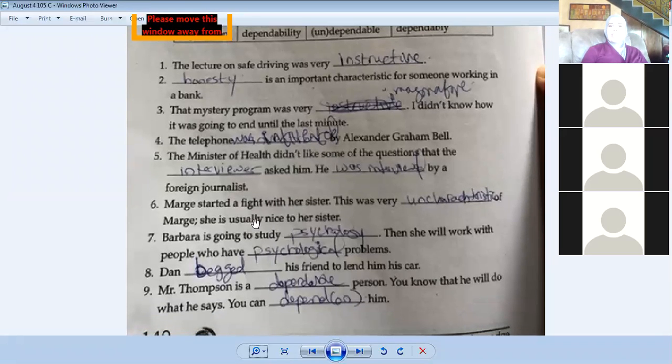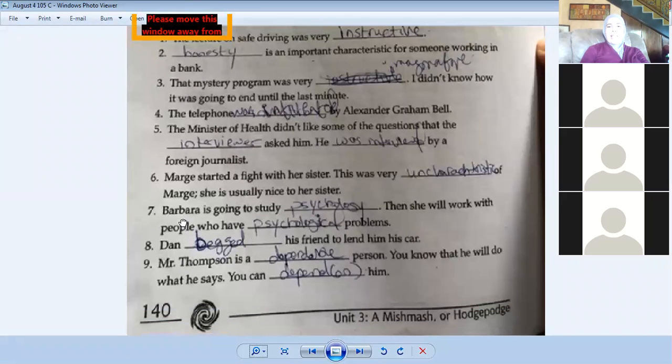Barbara is going to study what? We want here what? A noun. Okay, she's going to study psychology. Why? Let's see why we chose psychology. Then she will work with people who have what? Psychological problems. So this is an adjective for problems, right? Psychological problems. So when you study psychology, what are you going to do later on? Either teach psychology or work with people who have psychological problems. Mental problems, right?